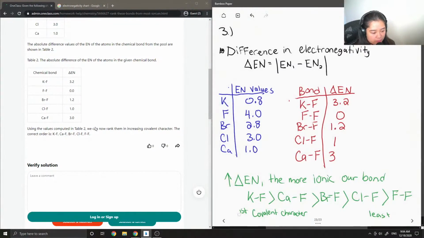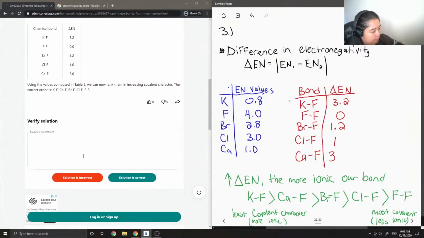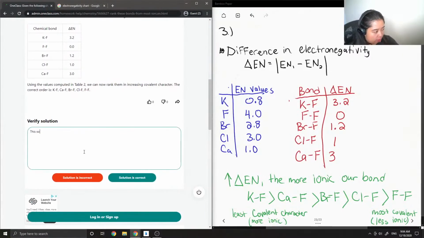So this got the two mixed. When you have a bond that is least covalent, that means it is more ionic. And when you have a bond that is most covalent, that means it is less ionic. Okay, so this solution is correct.